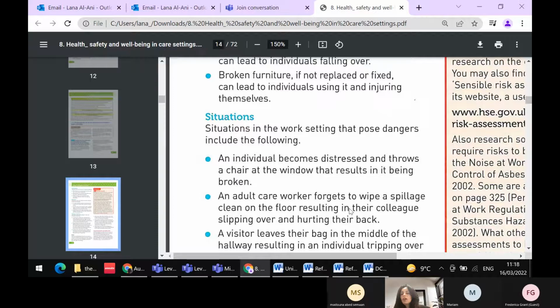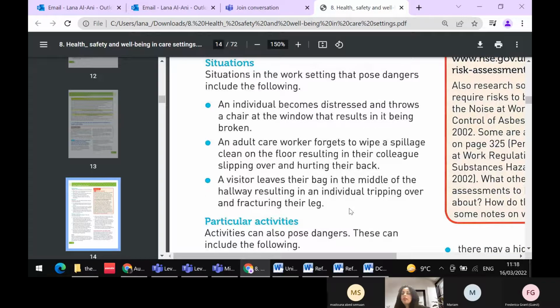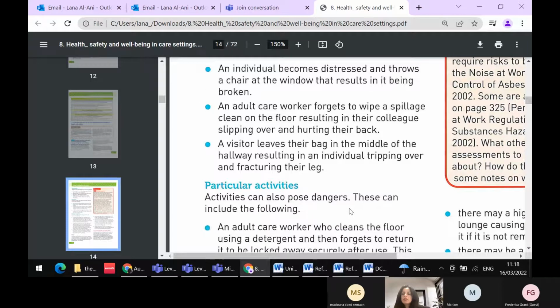So if an adult worker, for example, forgets to wipe spillages, then people might fall over it. Visitors, they might leave the building and we don't record them, and suddenly there is a fire and we don't know whether this person is still in the building or not. So it's very important to do all this for health and safety.